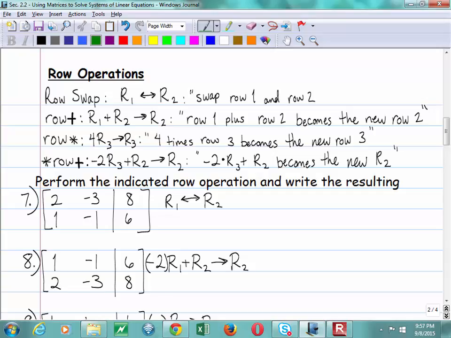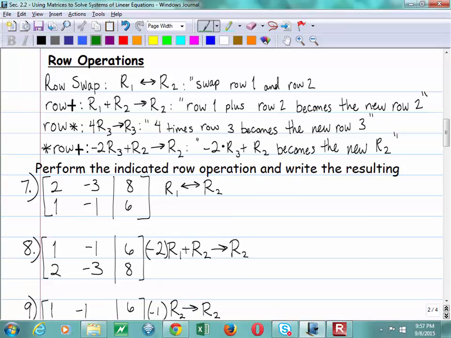And then row plus, meaning add 2 rows. So if you see R1 plus R2, and then the arrow, that becomes the new row 2. A row times would be just multiplying a row times a number. And then times row plus is a really common one that we use a lot, which means we're going to multiply a row by a number and then add it to another row. So this means -2 times row 3 plus row 2 becomes the new row 2.